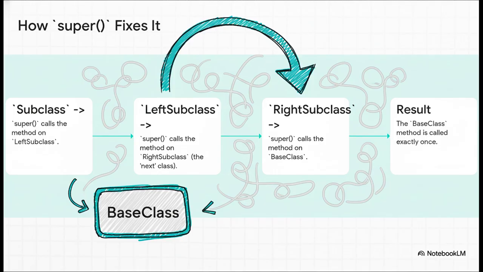It's not magic. It's something called the Method Resolution Order, or MRO. Before your code even starts, Python looks at the diamond and calculates the single best path to visit every single class. It's like a pre-planned route. So when super is called from left subclass, it doesn't just jump up to the base class. It knows, nope, my next stop on the MRO tour is right subclass. Then right subclass gets its turn, and then it calls base class. It's this brilliant little system that guarantees everyone gets called, but only once.